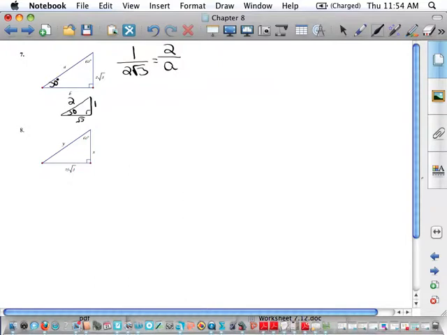So again, I can cross multiply. I will get A is equal to 2 times 2 root 3. So A is equal to 4 root 3.